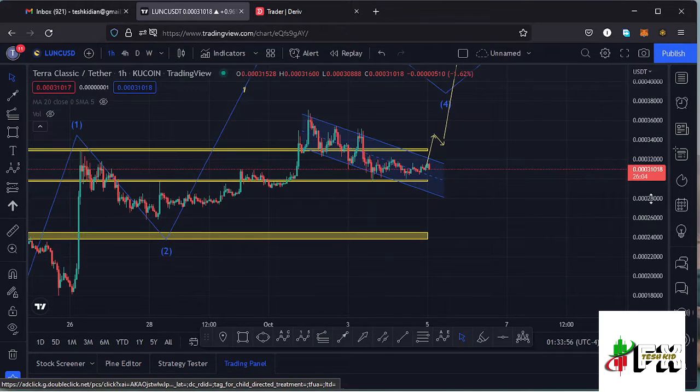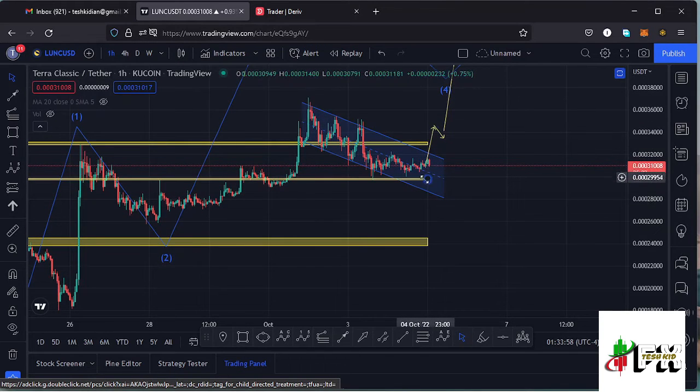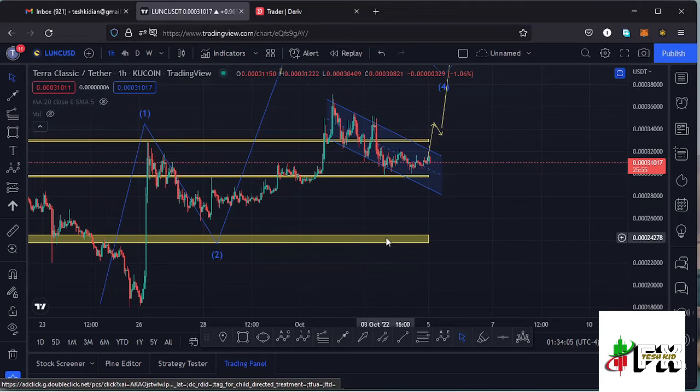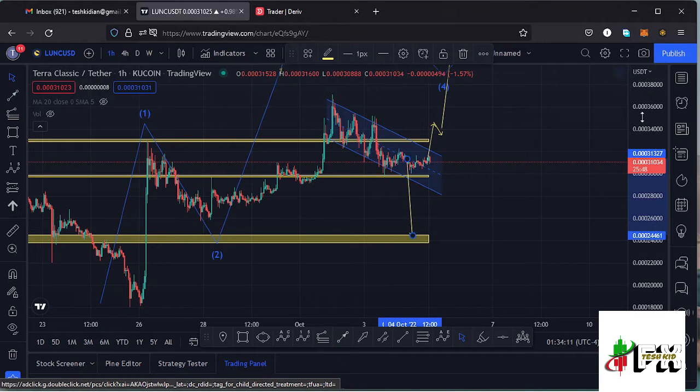And in case we also lose that key area of support down here at around the $0.00029 mark, then that movement could take us back to around the $0.00024 mark, which is our next key area of support down here. So let's be patient and see how that plays out.